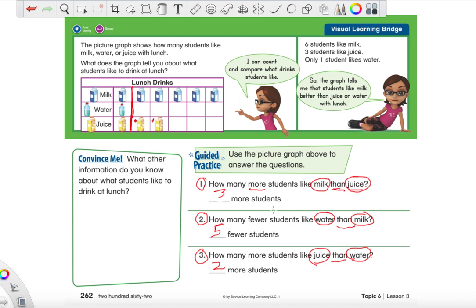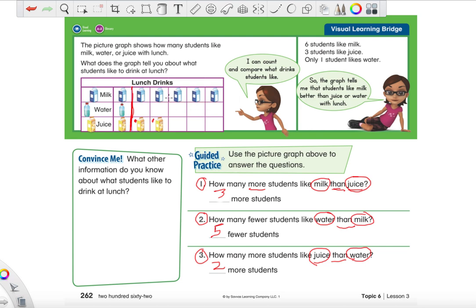I know sometimes some friends I'm explaining stuff to, they overthink things, and that can kind of confuse you a little bit. So just remember, when we're comparing two different choices on a picture graph, find the shortest one. So in this case, it's the water. And we're going to count after that to see how many we would need to get the same number. So we would need 1, 2 more. Okay? And then if we're comparing water and milk, we would need 1, 2, 3, 4, 5 more.